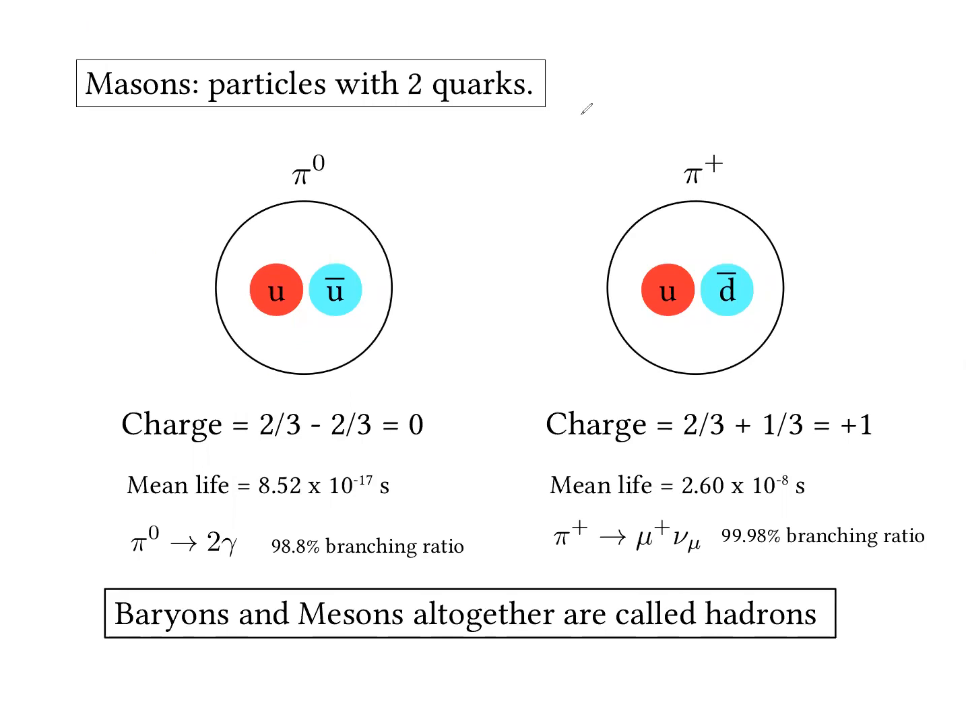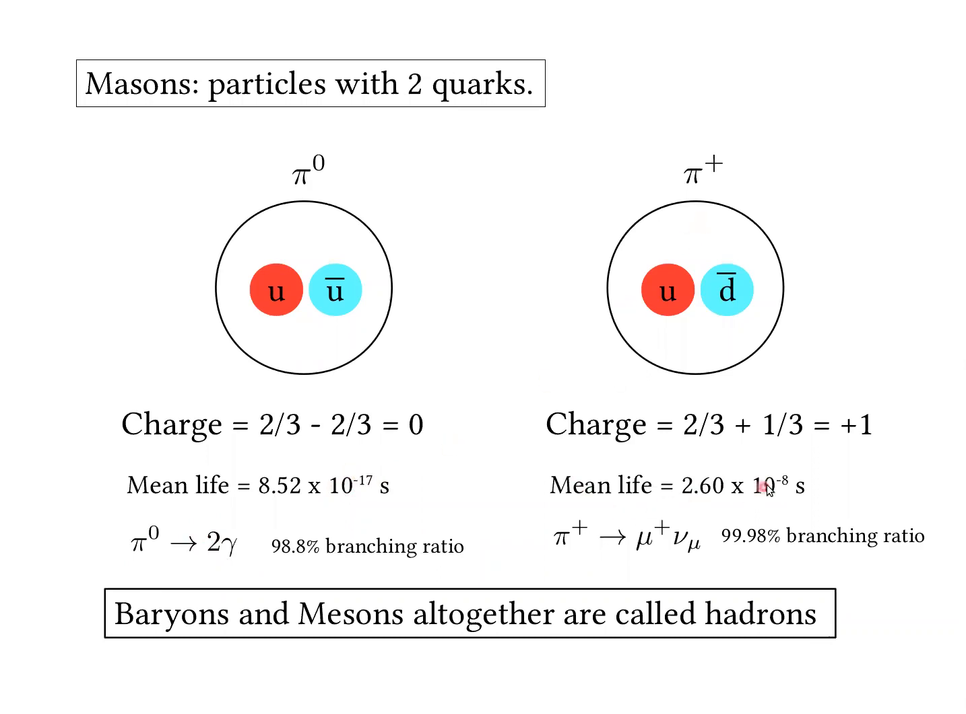Okay. Similarly, this pi 0 has a mean life of 10 to the power minus 17 seconds, very small. So it quickly decays to two photons. The pi 0 decays to two photons with a branching ratio, that is probability, of 98.8%. It decays to other particles with a very small possibility. So pi 0 goes to two photons very quickly.